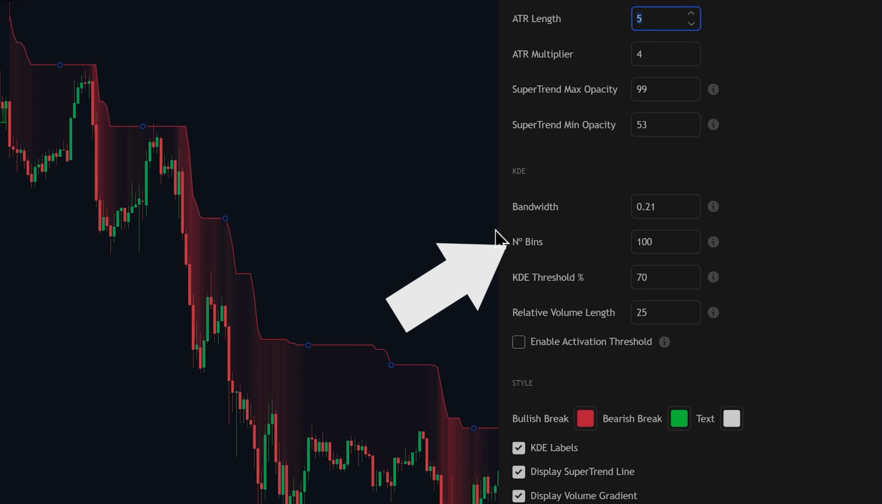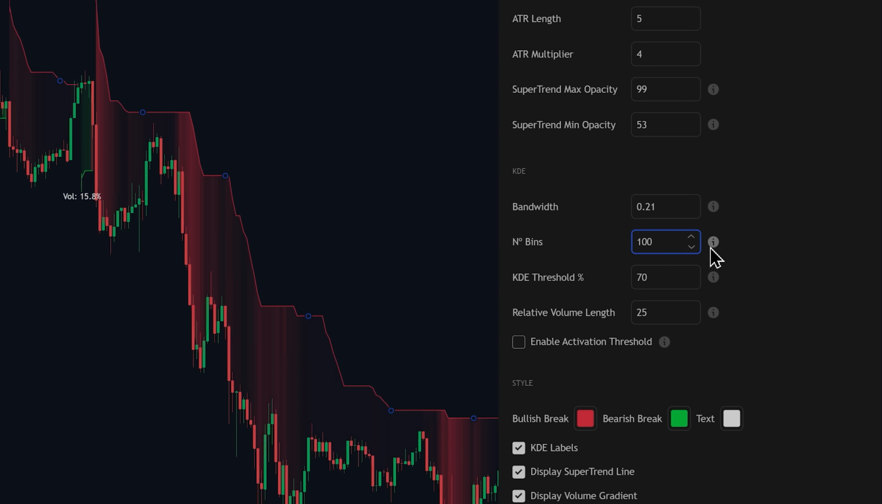Number of bins or steps controls precision. More steps means finer detail in the KDE calculation. Fewer steps means the calculation is more coarse. Higher steps can feel more smart, but it may also be heavier and slower depending on your chart and device.